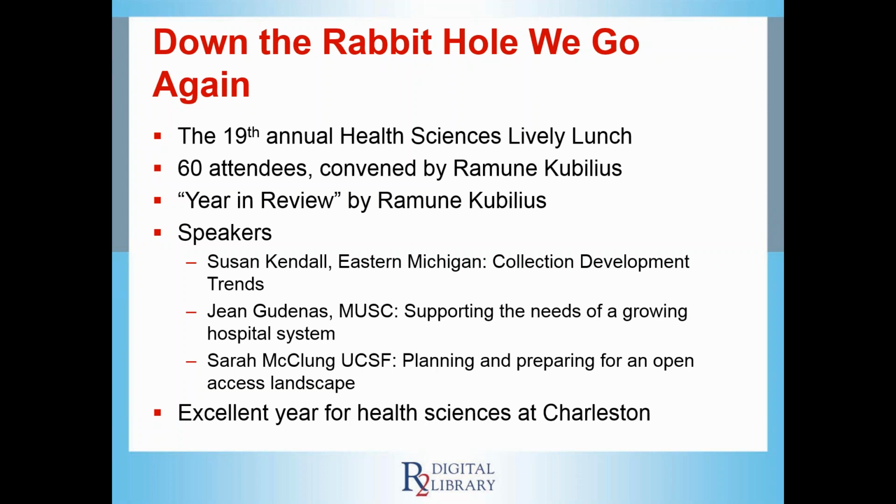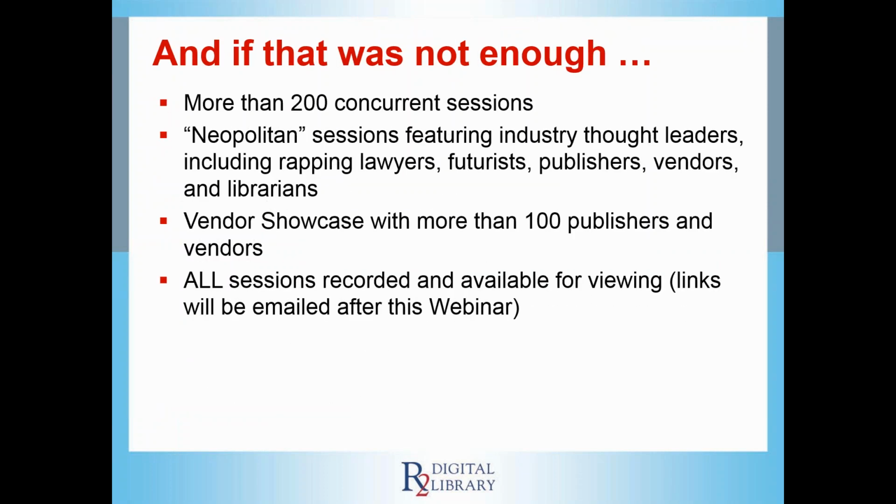That wasn't enough. All of this is going to be posted online, but there were literally more than 200 concurrent user sessions. There were Neapolitan sessions, which is an interesting Charleston sort of construct. They are similar to plenary addresses, but they're smaller. So they're very, very interactive, probably 300 or 400 people in the room, and they generally tend to get very lively.